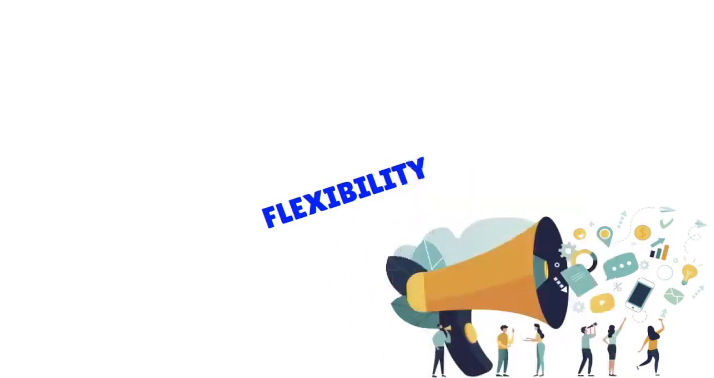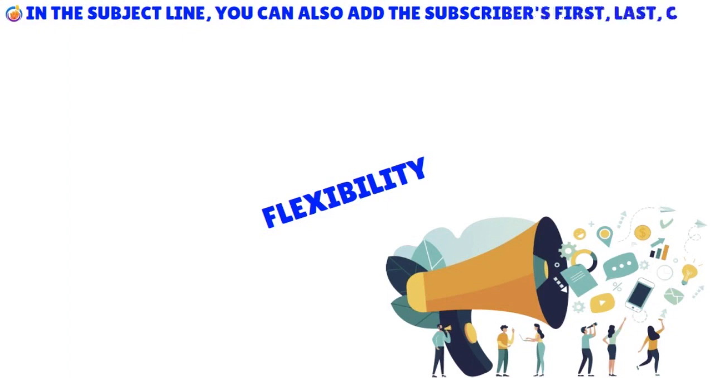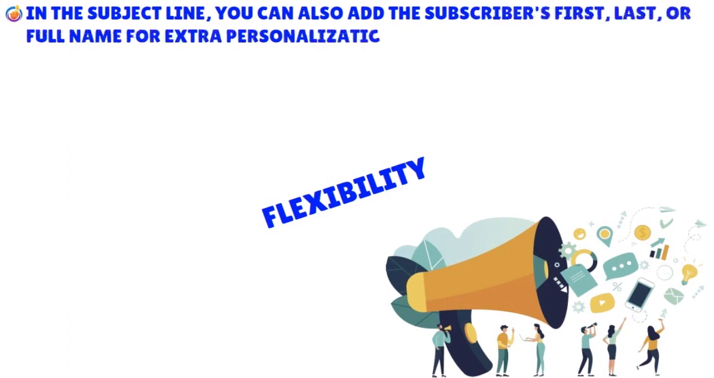Let's talk about creating a campaign. So to create a campaign, you need to give it a name, subject line, and an email address. And for the from field, you can actually set up a separate reply-to email as well. It really depends on you. So flexibility is really present here. In the subject line, you can also add the subscriber's first, last, or full name for extra personalization.